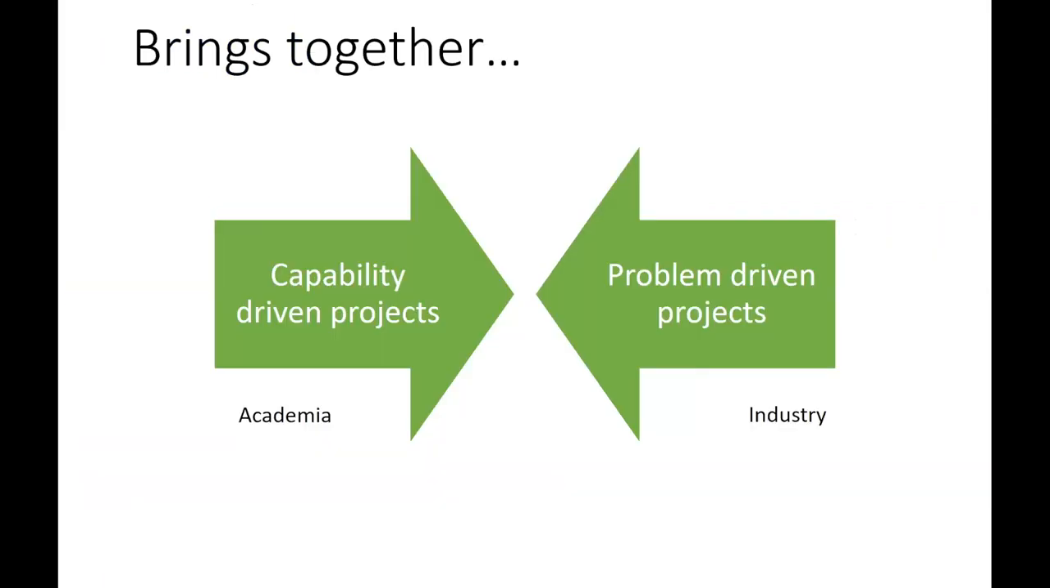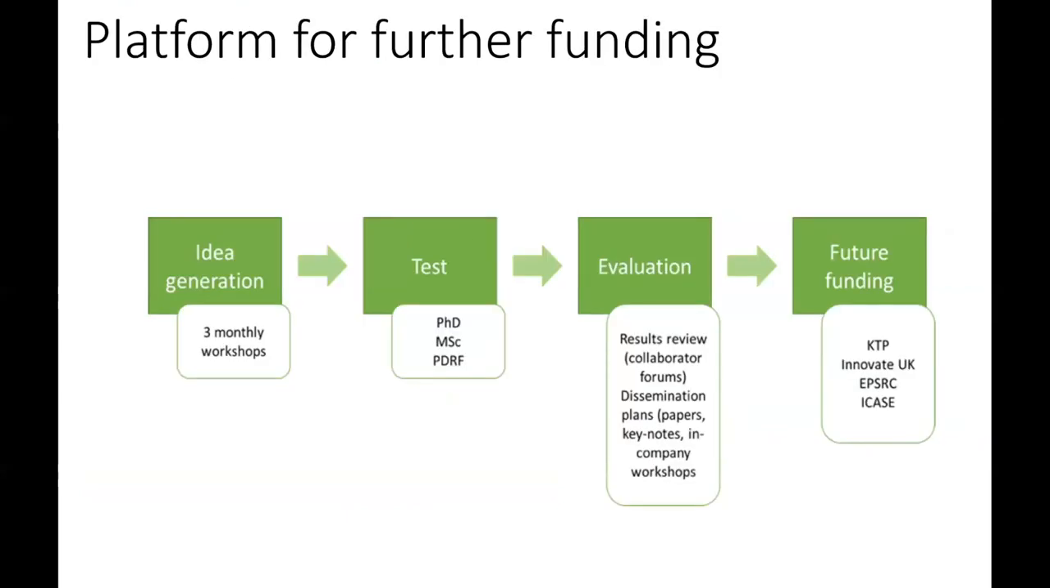So the Digital Supply Chain Innovation Centre looks at bringing together the capability-driven projects from academia and the problem-driven projects from industry. The whole process is starting from scratch, getting the guys around the team, developing the ideas through regular workshops, ramping them up in a similar fashion to Google Sprint, but for developing ideas, testing them with new minds, and feeding the results into the rest of the industry.